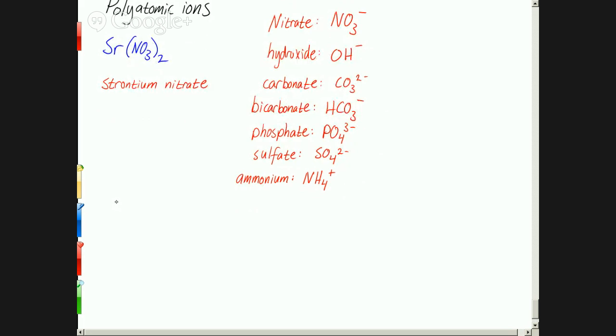So let's say I want to get the formula for calcium hydroxide. I need to put my ions together and then figure out how to balance out the charges. What's calcium? Ca 2+. And what's hydroxide? OH 1-. So can I just put them together and I'm done? No. Why not?